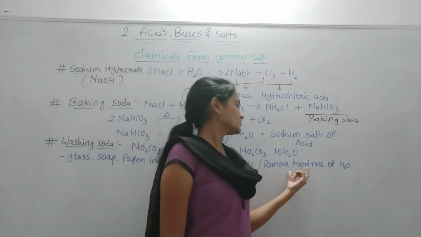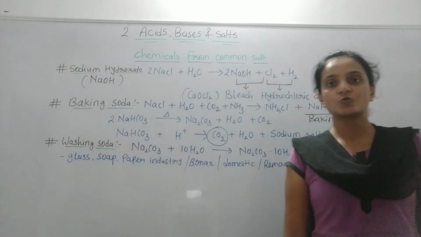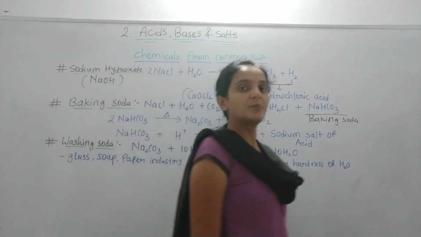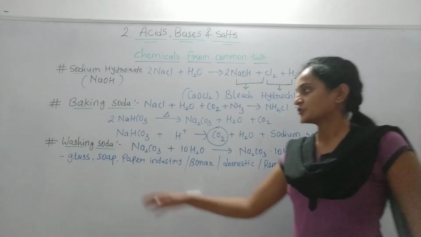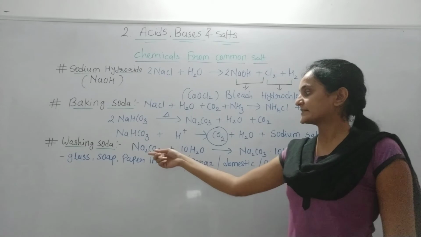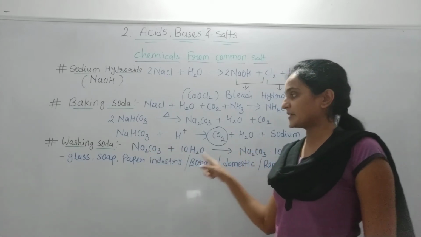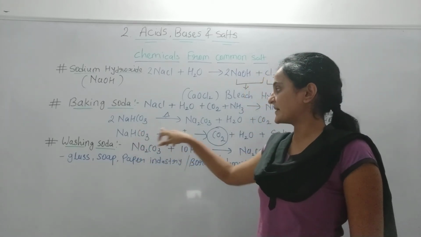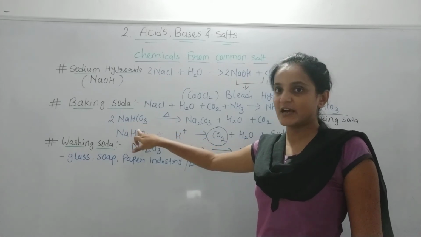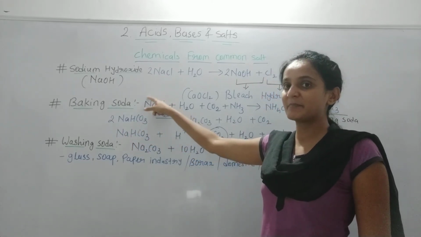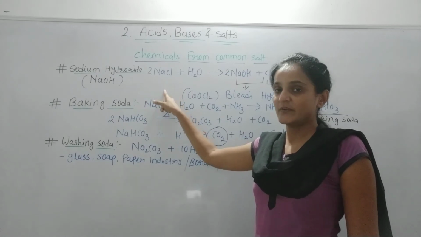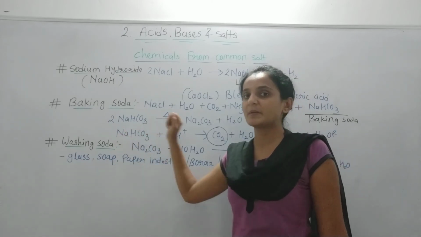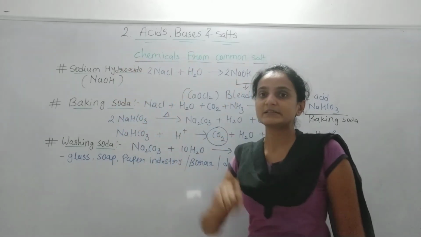And next, it removes the hardness of water. Hardness means a certain kind of impurity in the form of salt that can be removed by using the washing soda. So these are the uses of the washing soda, and this is the preparation of the washing soda. For the preparation of washing soda, the raw material is sodium carbonate. But the sodium carbonate is prepared from sodium hydrogen carbonate, and sodium hydrogen carbonate is basically prepared from the common salt NaCl. So we can indirectly say that sodium carbonate, our washing soda, can also be prepared from the common salt, NaCl.